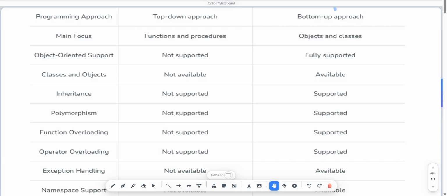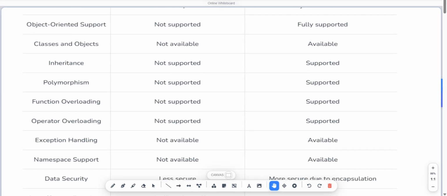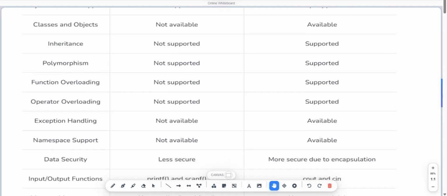Polymorphism is also supported in CPP. Function overloading, operator overloading, exception handling, namespaces. These all are the features. Here you can see class objects are not being used in C, but they are useful in CPP. Okay. Inheritance, polymorphism, function overloading, operator overloading, exception handling, namespace support. These all are additional features that were added to C and converted it to CPP.